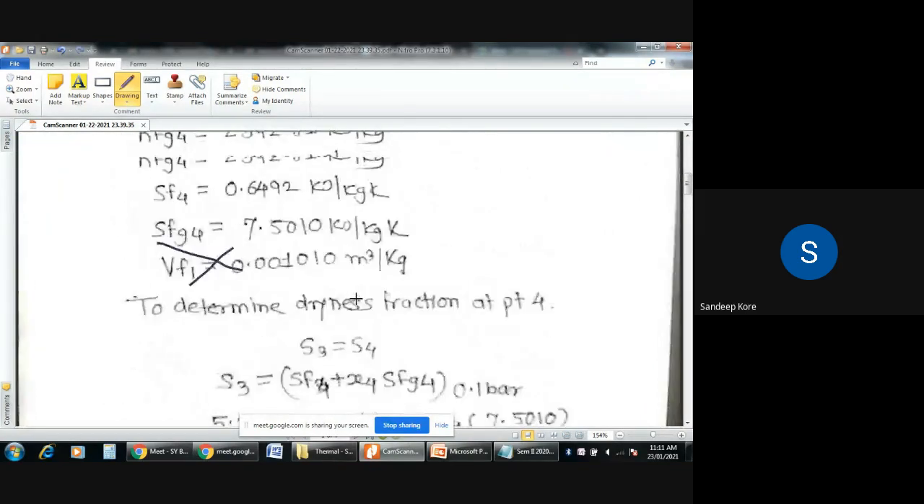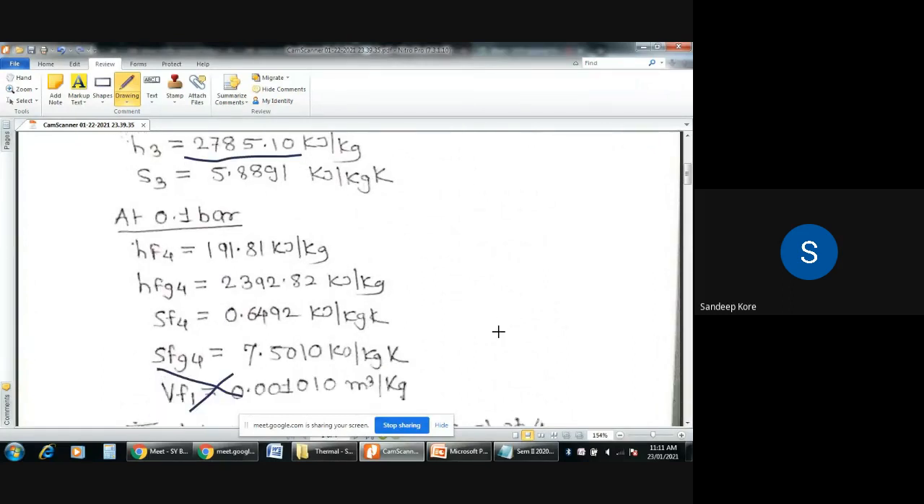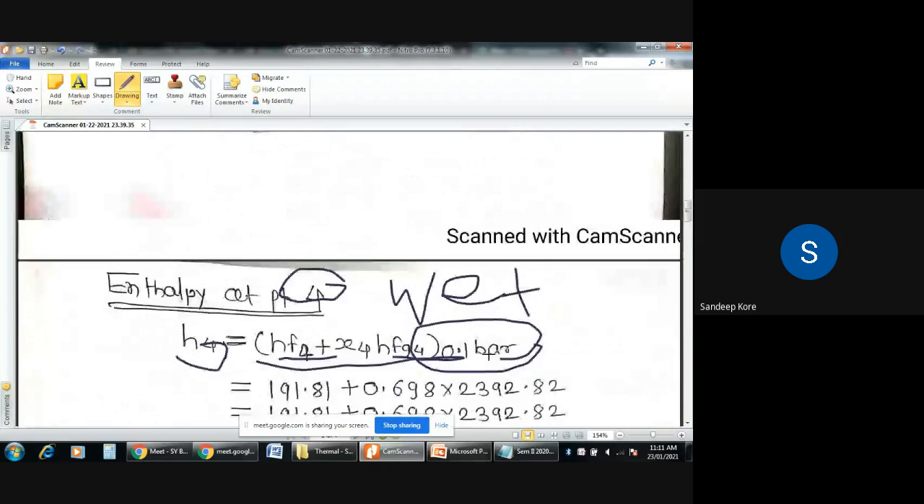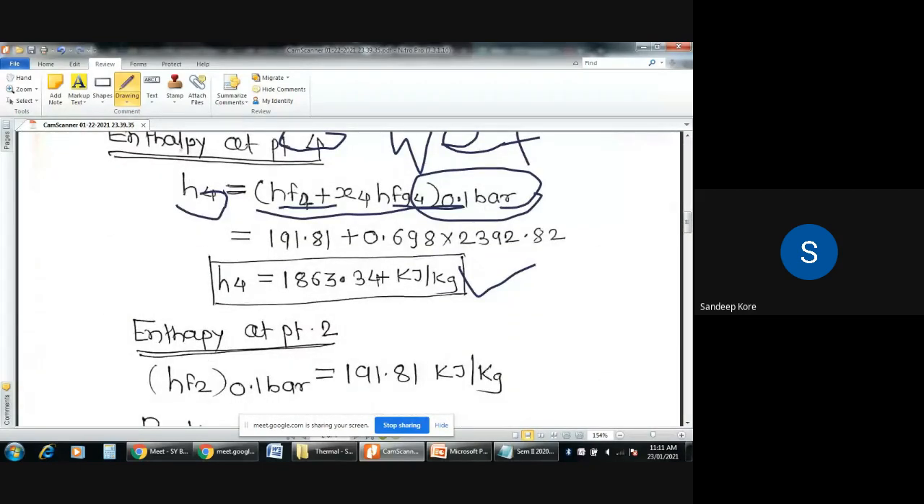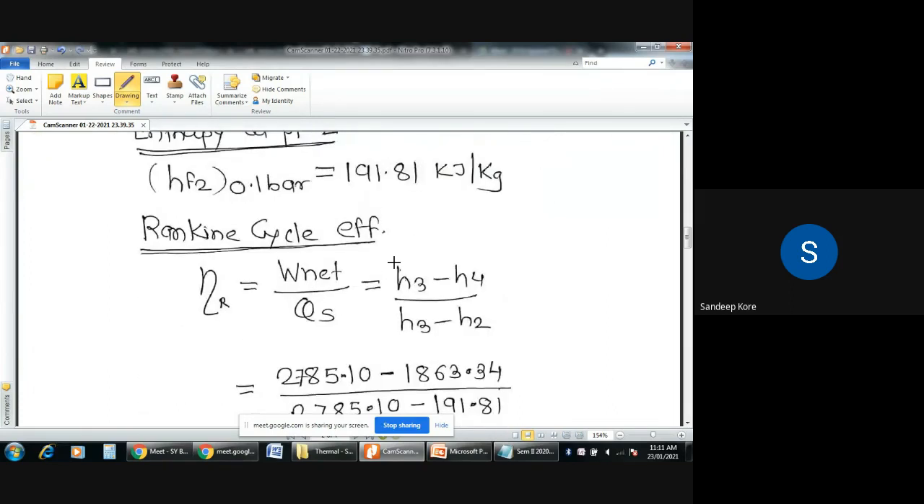At point 3 it is 2785. How much has it come down? From 27 to 18, meaning this much the turbine has extracted. Okay. So from this we can find out the turbine work. Turbine work is equal to H3 minus H4. So it is 2785 minus 1863. So we'll get the turbine work.